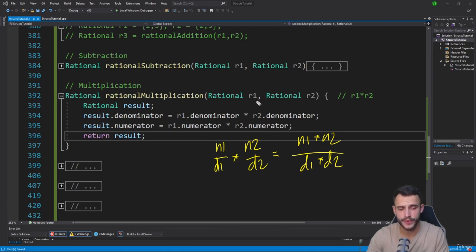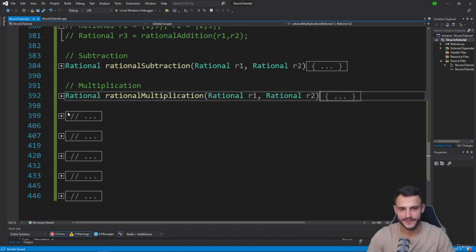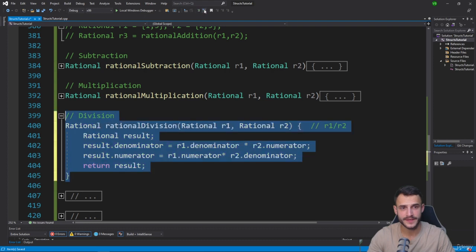We get two rational numbers, r1 and r2, multiply the denominators, putting it into result.denominator, and also we multiply the numerators, and then put the result into the numerator field. That's what we do. Awesome. So let's proceed. Now we have the division.